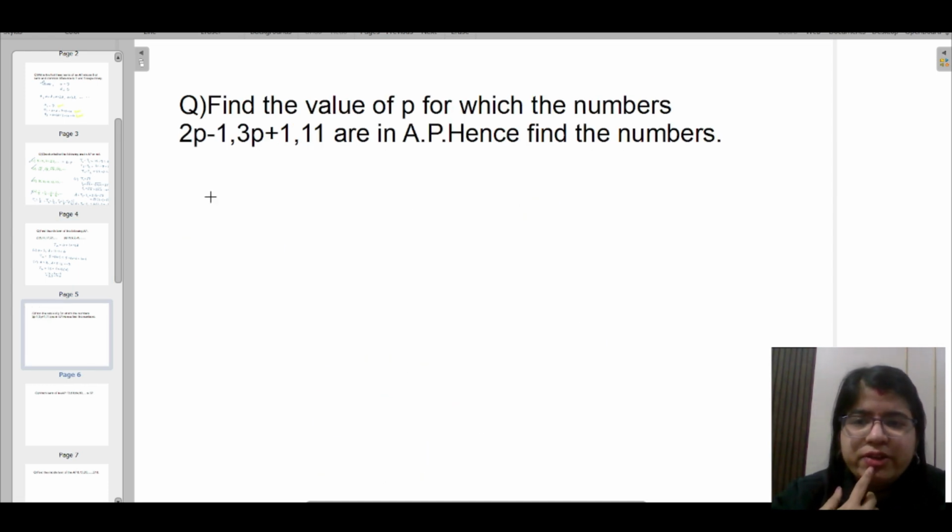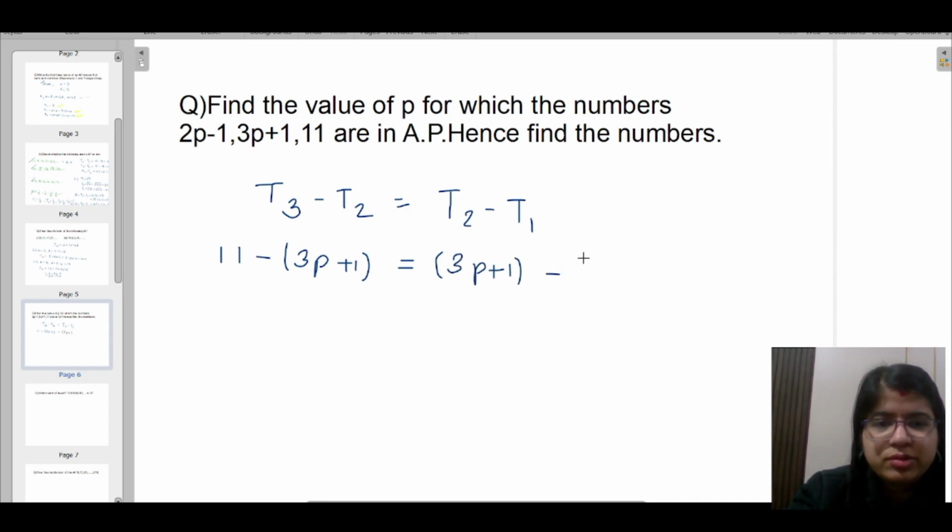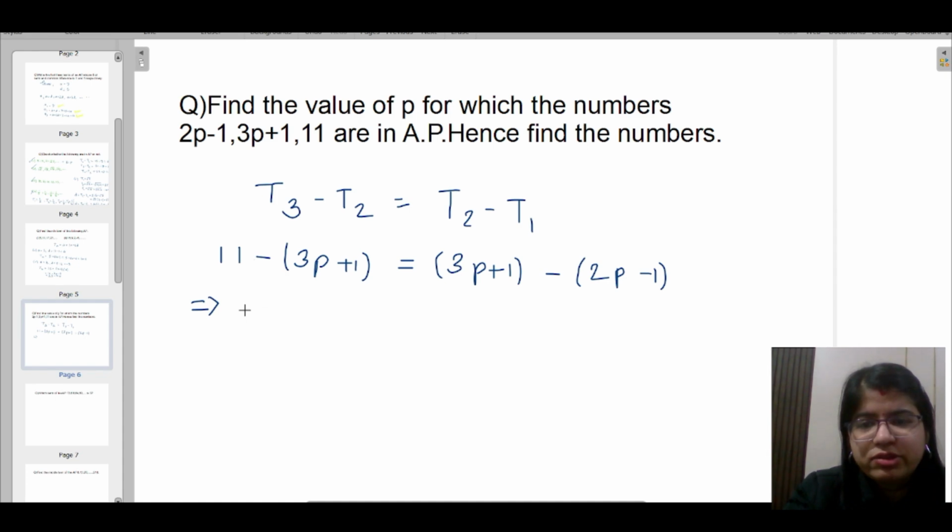Now students, another question. We have to find the value of p for which these numbers are in AP. We have already been given that these terms are in AP, so how are we going to find it? We know that the common difference will be the same. So I can say that T3 minus T2 is going to be equal to T2 minus T1, because the common difference is the same here. T3 is 11. T2 is 3p plus 1, and T1 is 2p minus 1. So 11 minus (3p plus 1) equals (3p plus 1) minus (2p minus 1).